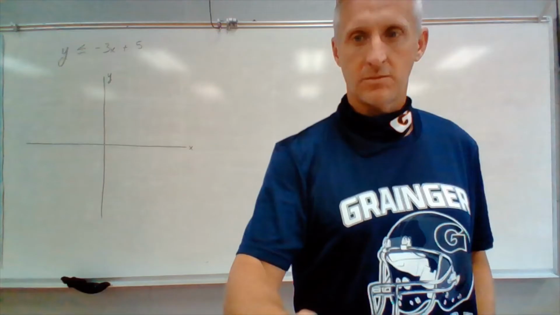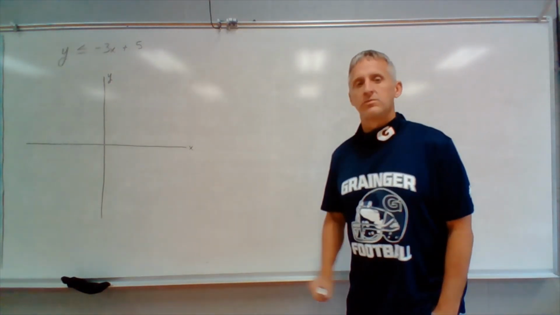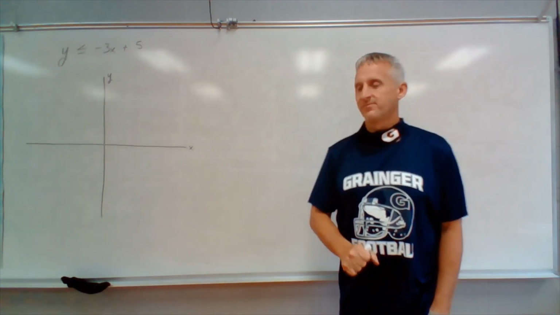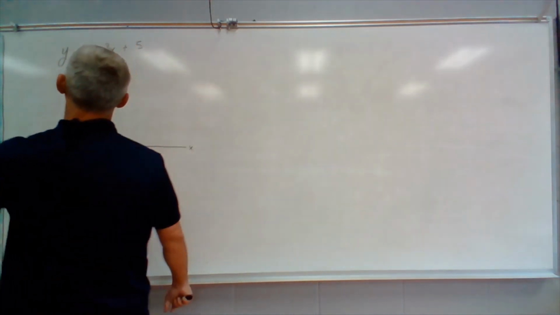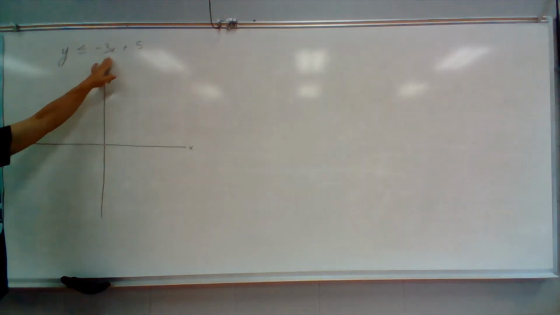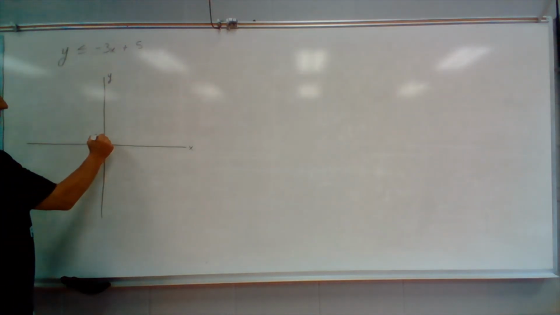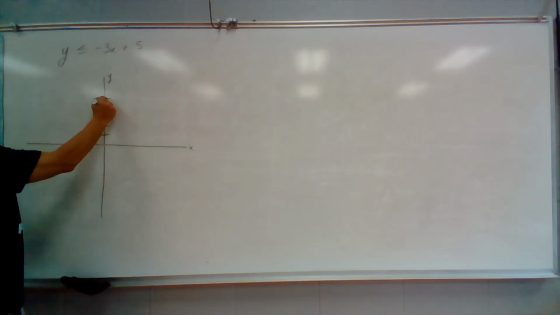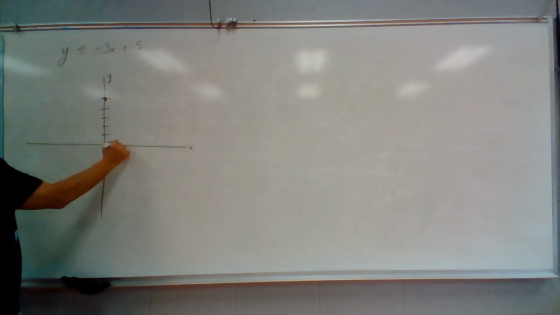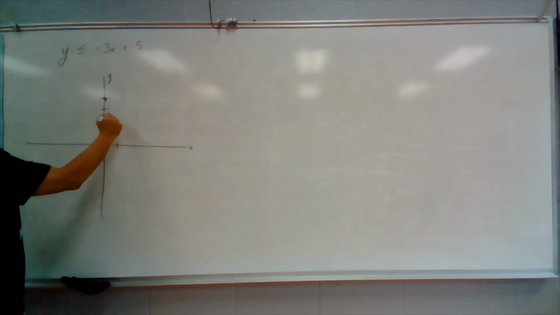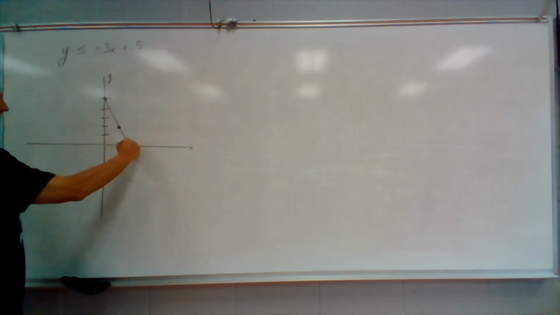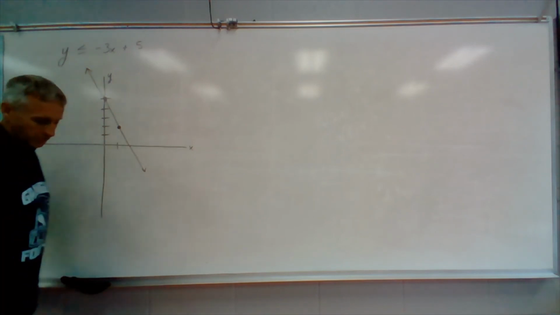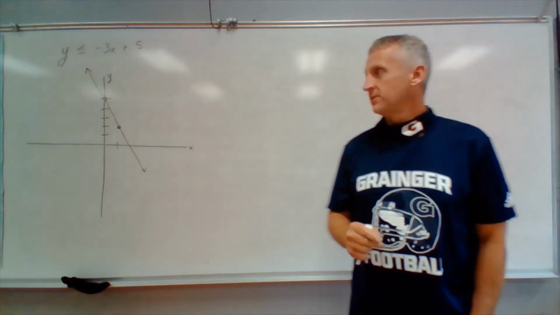All right, so let's make a graph of all the solutions to this inequality. The first thing we're going to do is take the equals part: y equals negative 3x plus 5. My y-intercept is at 5. My slope is negative 3, so I would go down 1, 2, 3, over 1. There's another point. And let's draw that line. So that line contains all the solutions to y equals negative 3x plus 5.